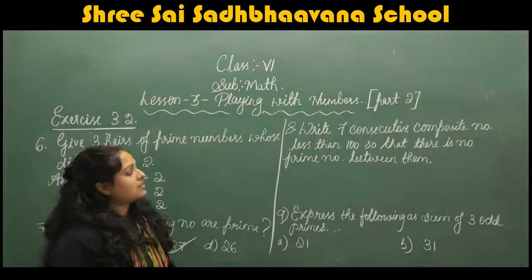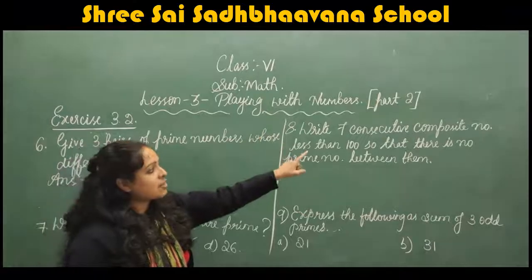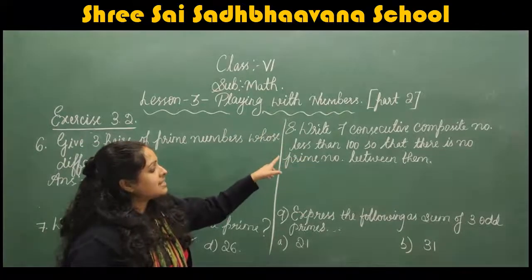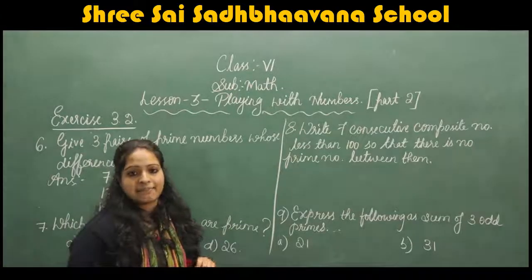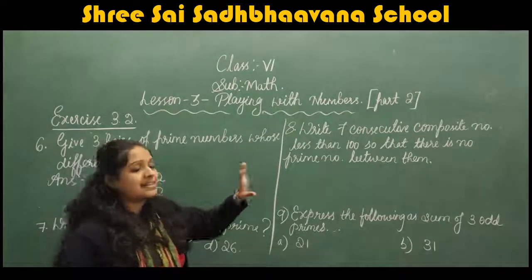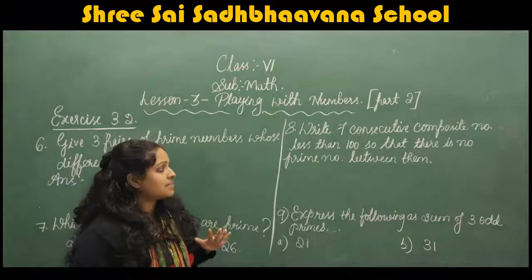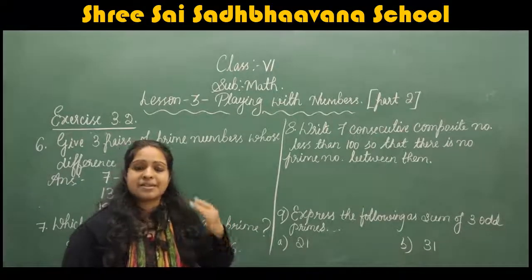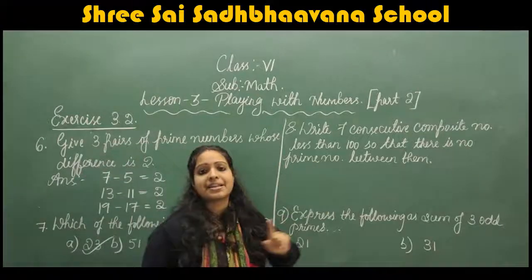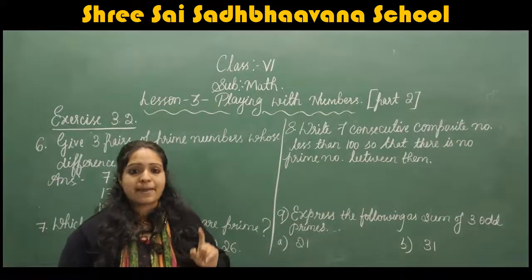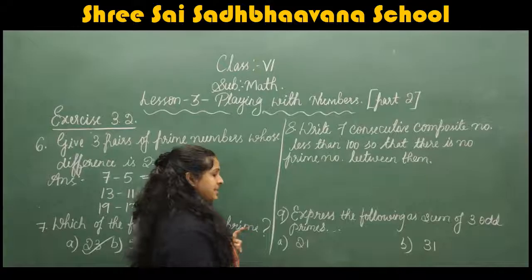So here what they have given: write 7 consecutive composite numbers less than 100 so that there is no prime number in between them. So now you have to write consecutive composite numbers. Consecutive means continuous composite numbers, and there should not be any prime number in between. So let us see.